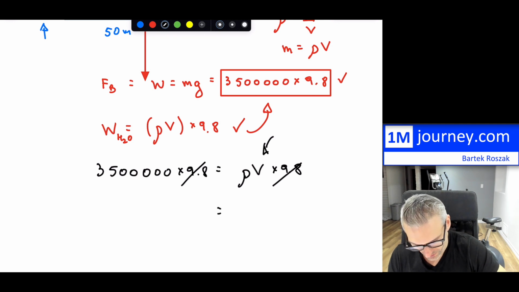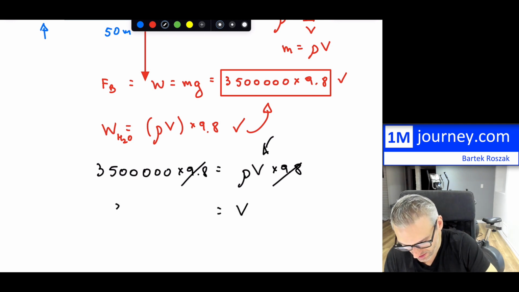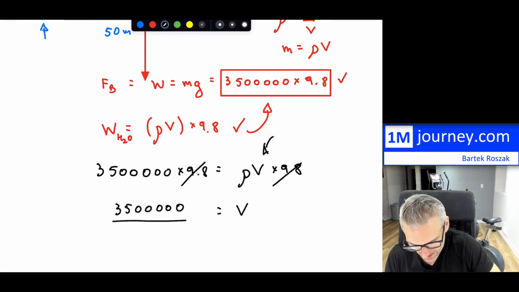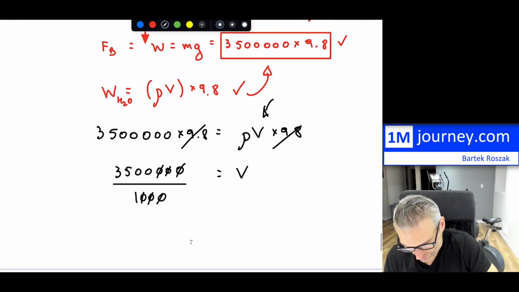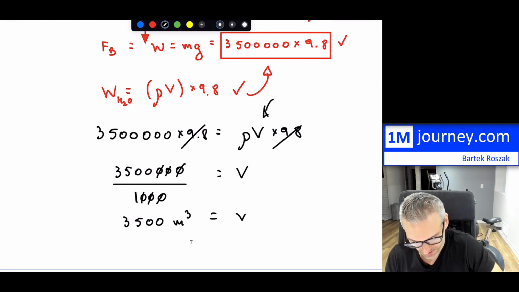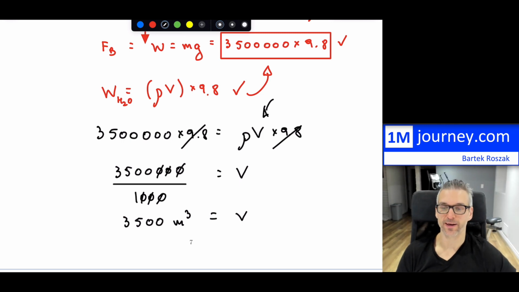And that's actually not very difficult, because it's just the mass that we have in here divided by the density. So this is much easier for us to do. Notice this is going to be 3,500, and that's the volume, so meters cubed. So that's what we have right there.